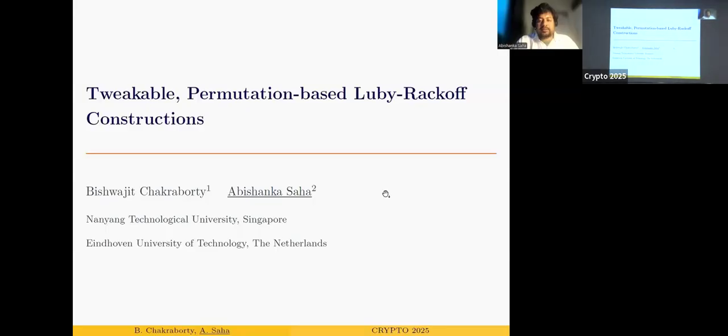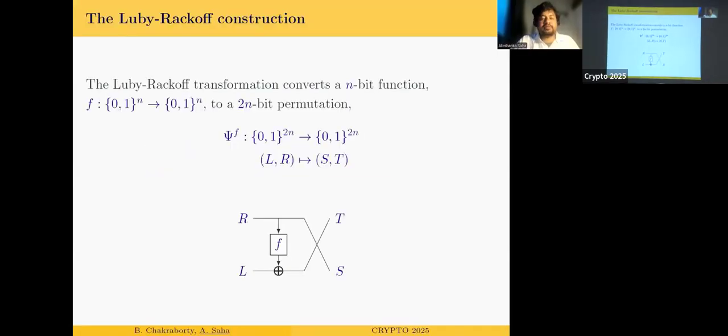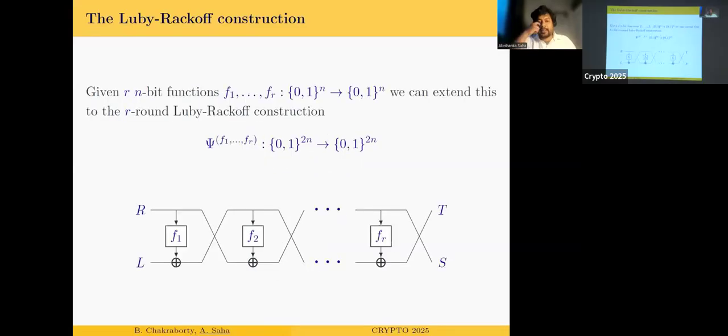So let me first introduce the Luby-Rackoff construction. As you might all know, it is a mode to convert an n-bit to n-bit function to a 2n-bit permutation, as depicted in the image. And this can be extended to r rounds by taking r n-bit functions, f1 to fr, and you compose the Luby-Rackoff transforms of these fi one after another to get the r-round Luby-Rackoff construction depicted in this image.